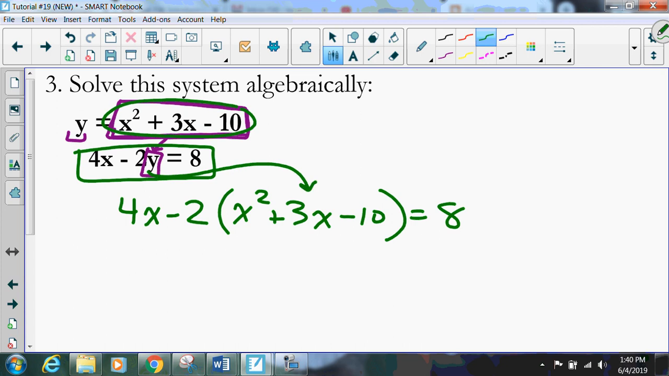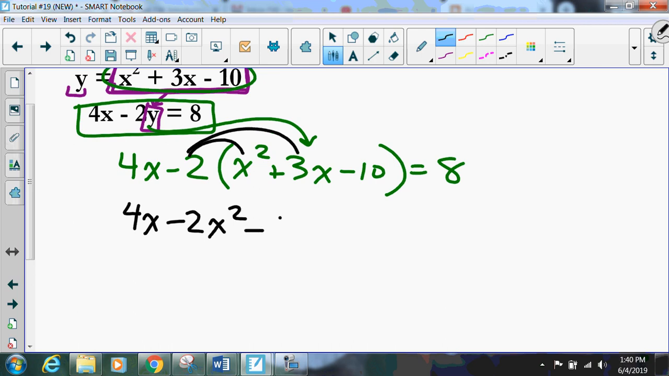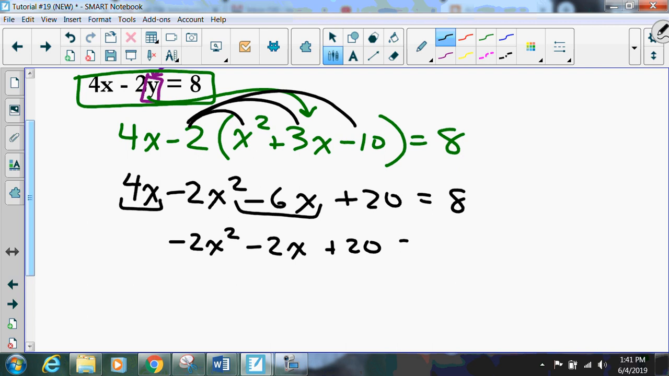So now this is really important. The first thing is that we use parentheses when we are plugging in. And the second thing is to realize that we are distributing a negative 2. So I'm going to bring down that 4x. I'm going to distribute that negative 2. So that's negative 2x squared. That's going to give me a negative 6x. And that's going to give me a positive 20. I'm going to go ahead and combine my like terms on the left side, and I'm going to get them in descending order. Right, I'm going to have my negative 2x squared first, and then 4x minus 6x gives me a negative 2x. So I'm combining those two like terms, and I'm bringing down my 20.